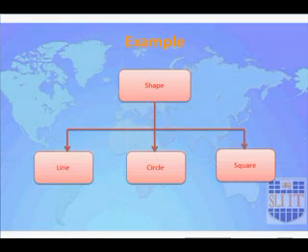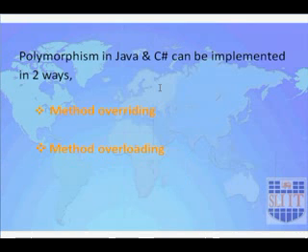As an example, if we have three different object types like line, circle, and square, I can treat them all as shape objects because they are all derived from the shape base class. Polymorphism in Java and C# can be implemented in two ways. They are method overriding and method overloading.